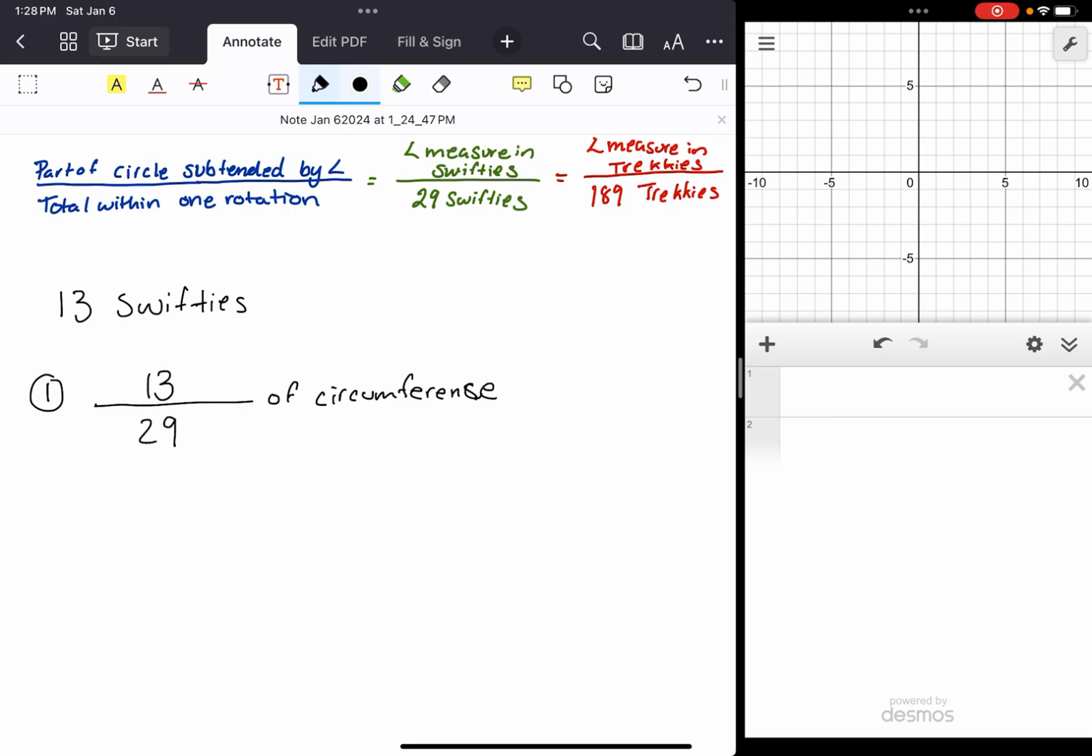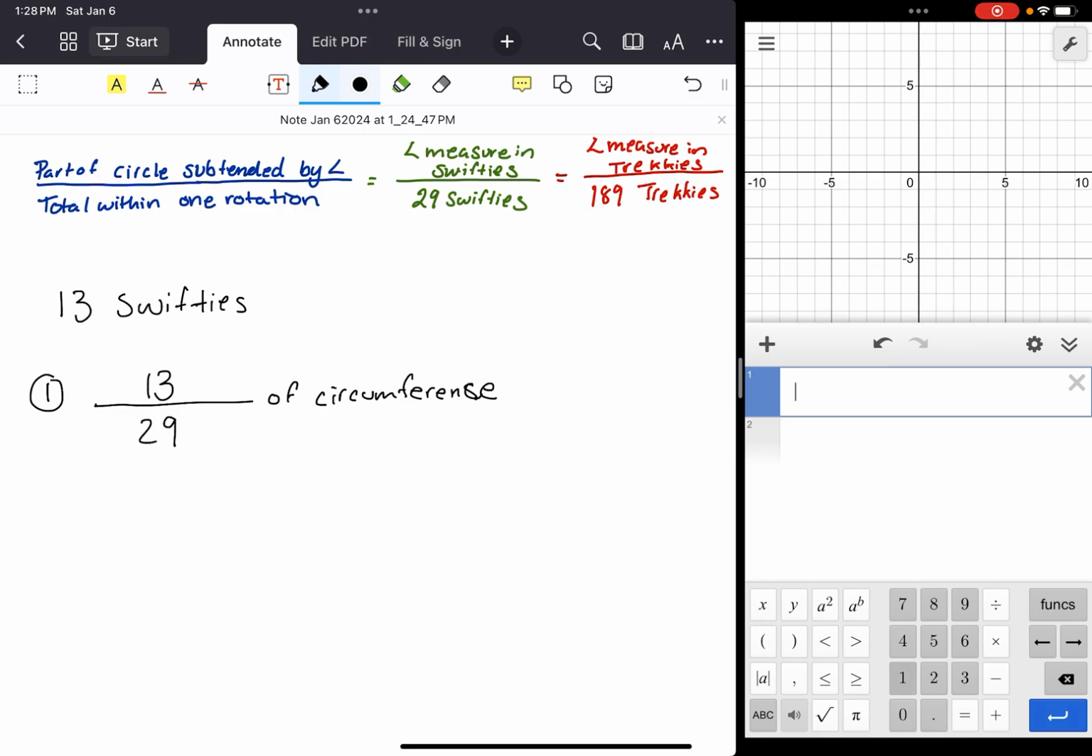If I want to turn that into a percent, you would just go 13 divided by 29, and I get a decimal. To turn it into a percent, it's times 100. And so we would have about 44.8% of the circumference subtended.